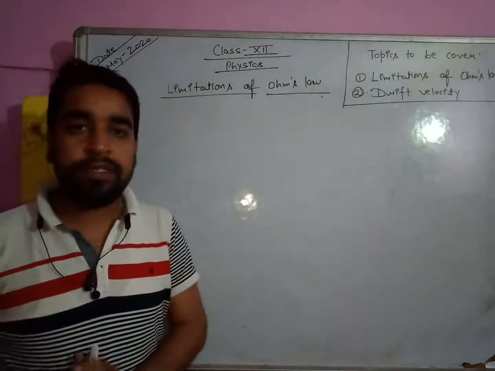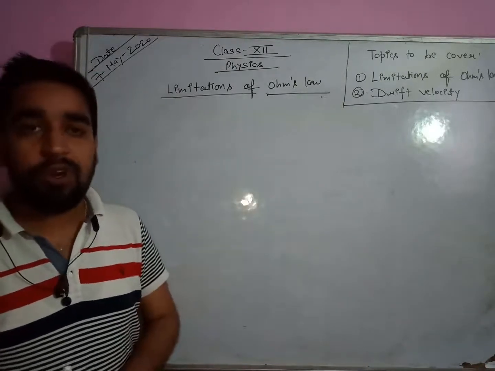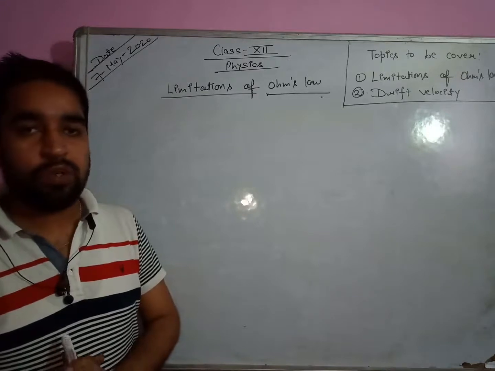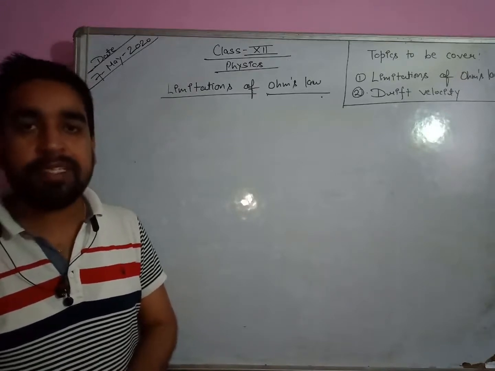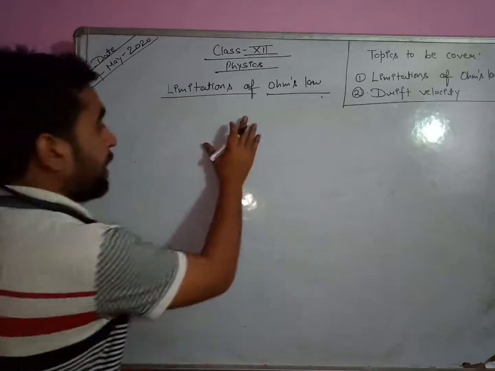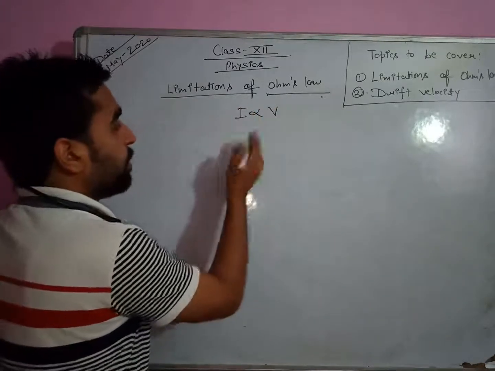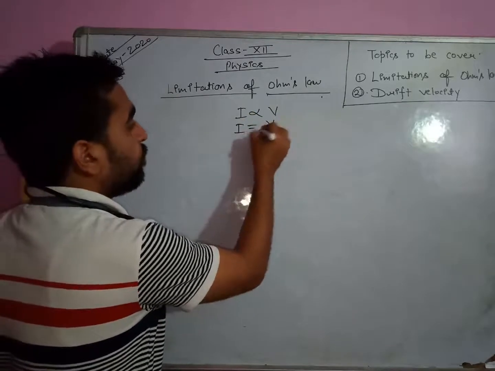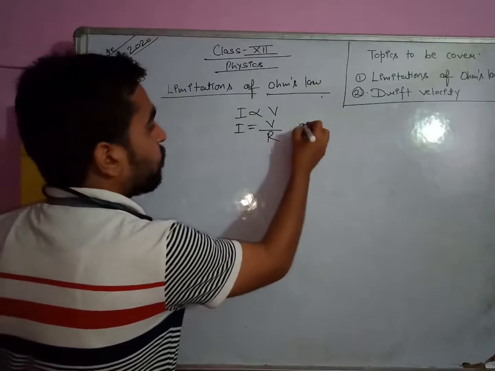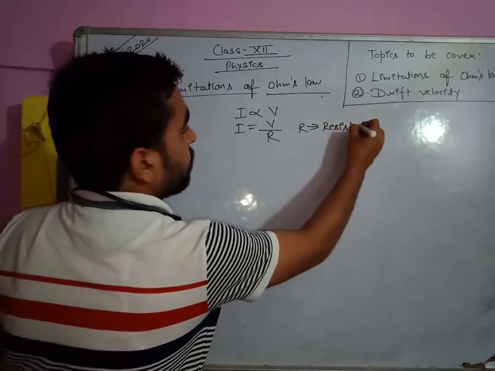Good morning, students. So now we are going to discuss the limitations of Ohm's law and drift velocity. In our previous lecture we discussed Ohm's law. What is Ohm's law? In a conductor, the current is directly proportional to the potential difference, and I is equal to V upon R, where R is a constant, that is resistance, and this should be kept constant.